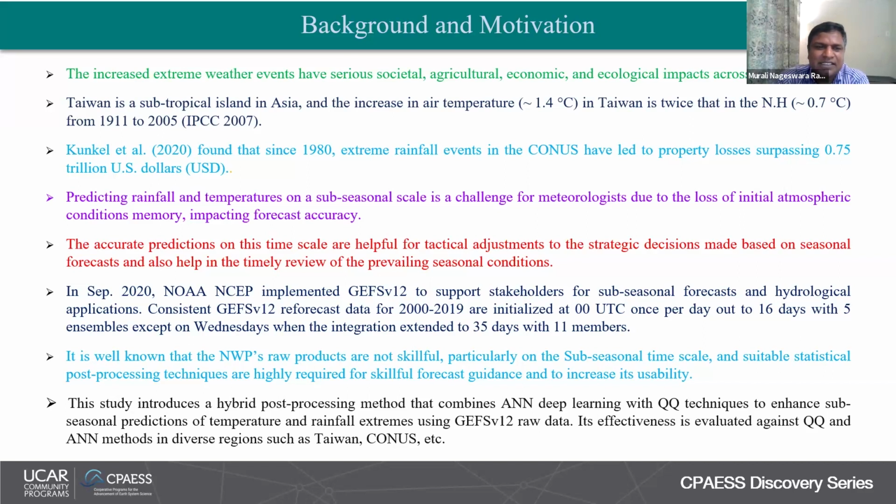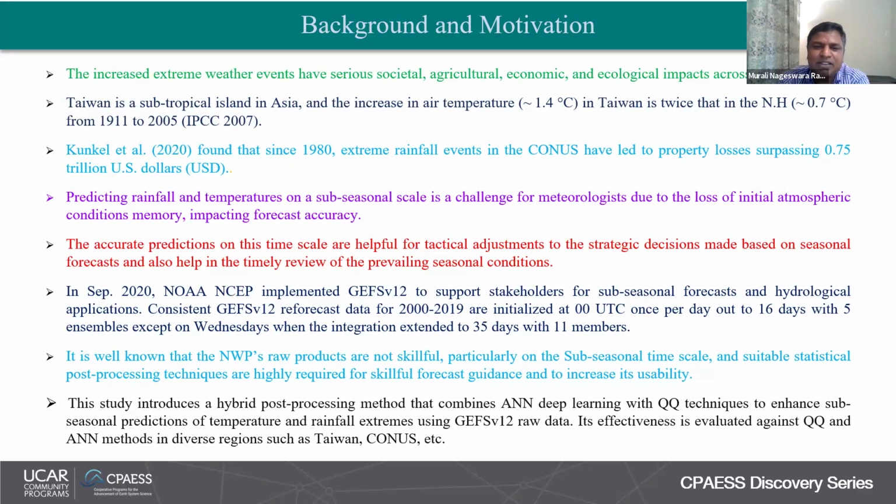The increase of heat waves, cold waves, and rainfall, weather and climate extremes in rainfall and temperature on a subseasonal scale, is particularly a challenging task for meteorologists when compared with short range, medium range, and seasonal outlooks, because on the subseasonal scale, due to the loss of memory of the initial atmospheric conditions, there is a large impact on forecast accuracy. That's why the subseasonal scale is more challenging.